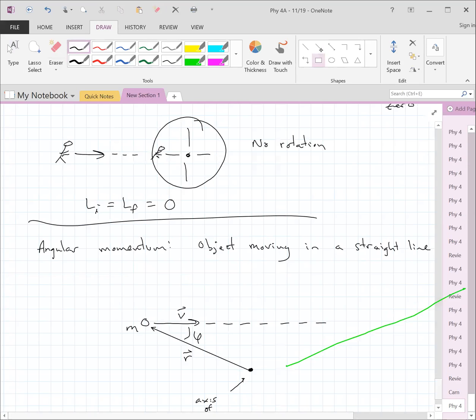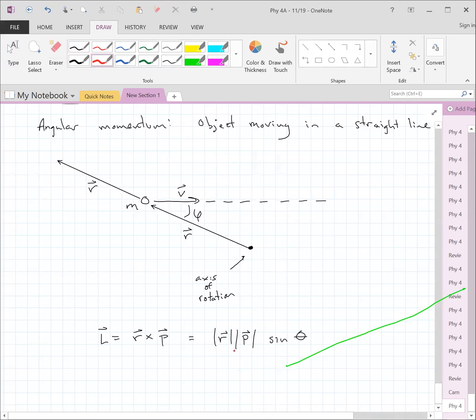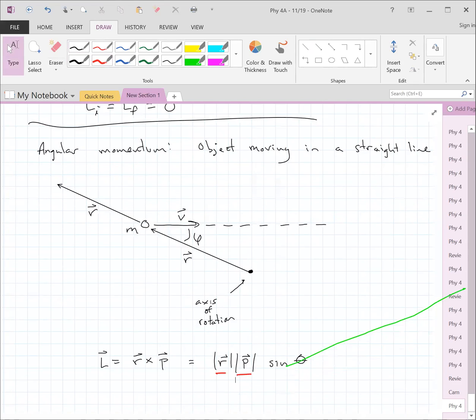Let's try one more time. R, if I move R up like this, close enough. I'm just moving the R vector up so that the tails of these two vectors are together, right? When I put the tails together, that defines what that angle has to be. That angle right there is theta.